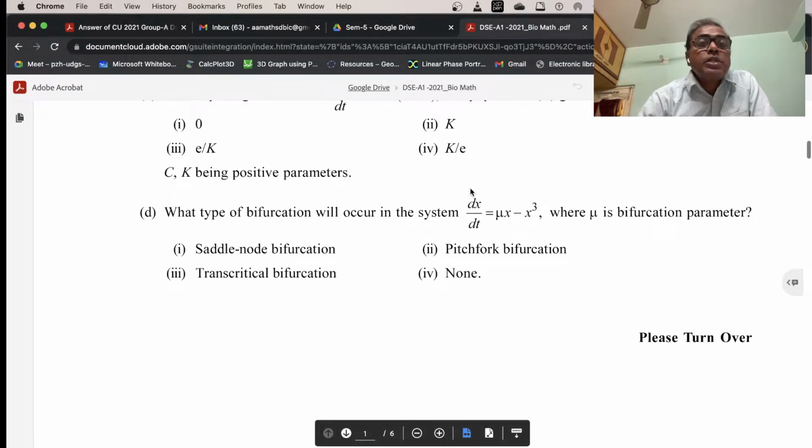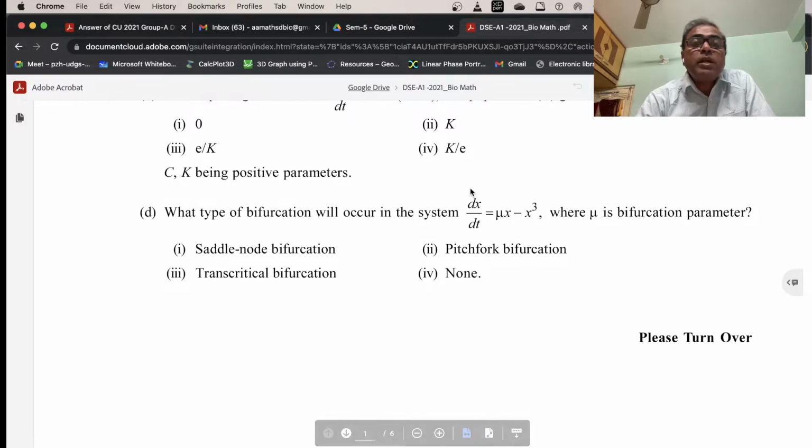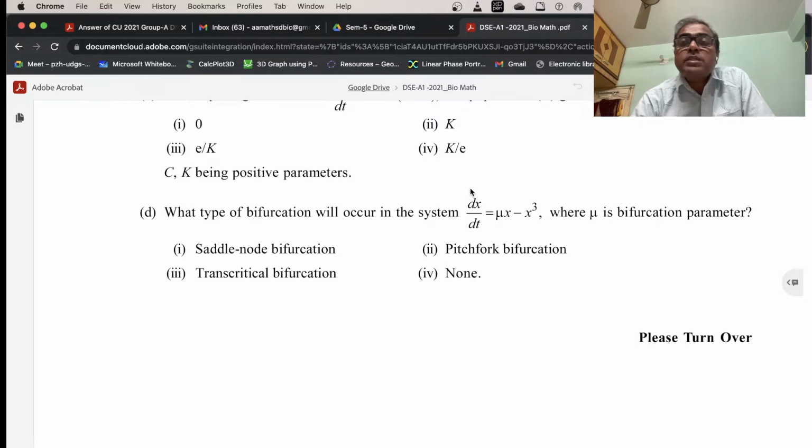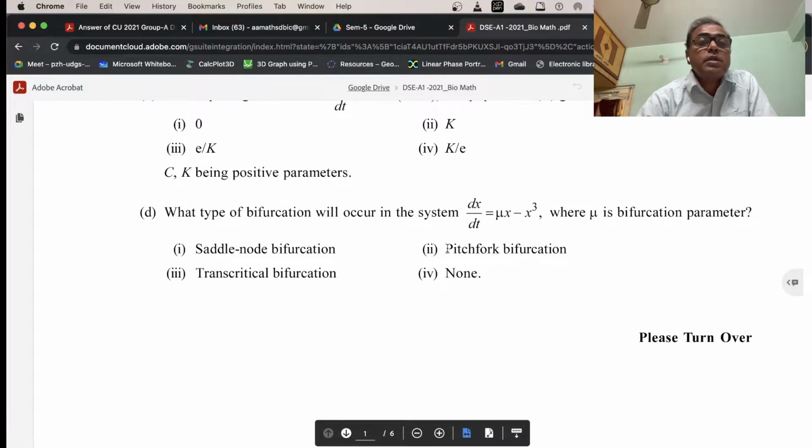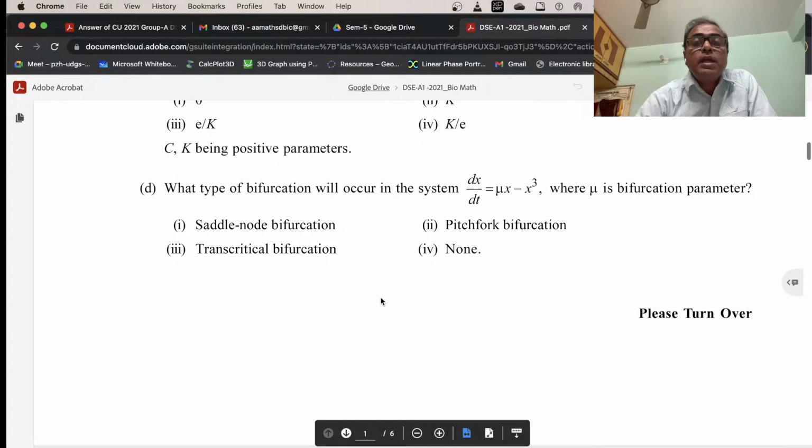Question D: what type of bifurcation will occur in the system dx dt equal to mu x minus x cube, where mu is the bifurcation parameter? Option 1, saddle node bifurcation, option 2, pitchfork bifurcation, option 3, transcritical bifurcation, and option 4, none of these.